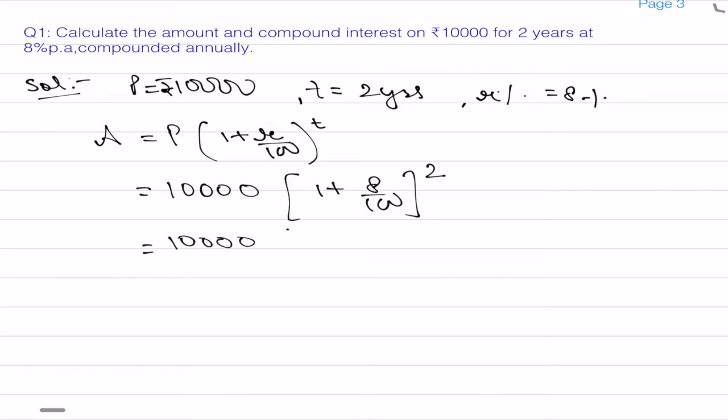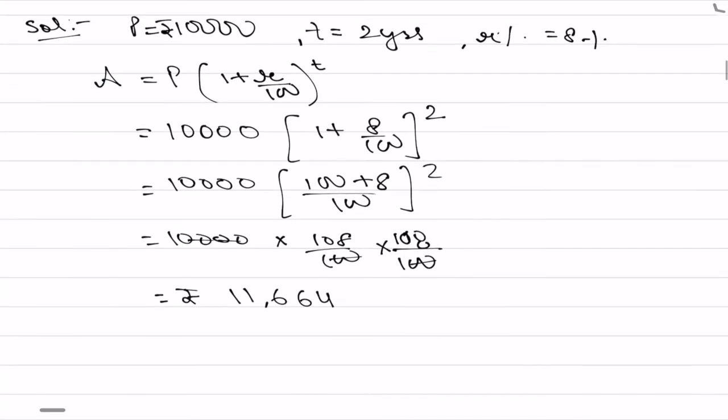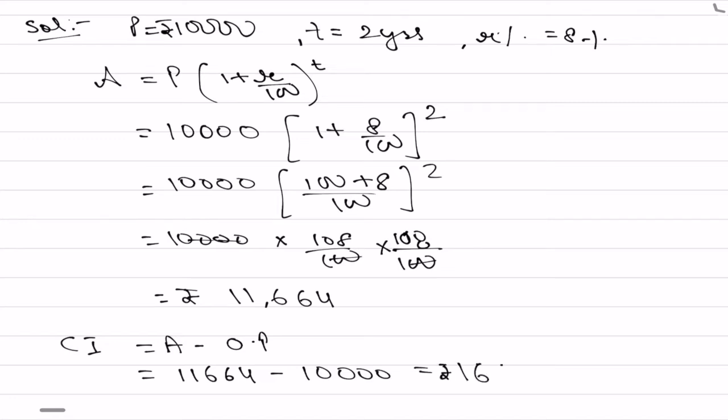So raised to the power T is 2. And after solving, we will see that the amount is rupees 11,664. Similarly, compound interest is amount minus original principal. So the amount is 11,664 minus 10,000, that is rupees 1664. This is the compound interest. So by using the formula directly we can find out the amount and the compound interest.